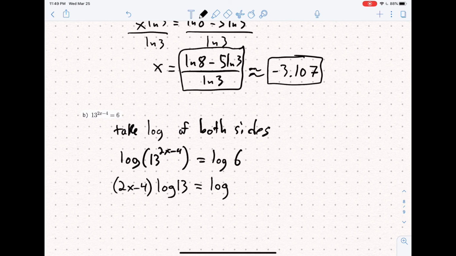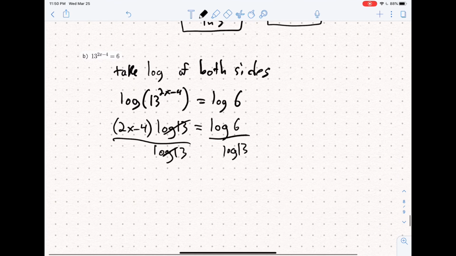Okay. Now, what we did before at this stage was we distributed this log of 13 to both sides through the parentheses. Another alternative is that since the log is connected to the parentheses by multiplication, we can just cancel off the log by dividing both sides by it. So let's divide by log 13 on both sides. Oh, I see. I'm missing my 6 there. Okay. So the log 13s cancel. We get 2x minus 4 is equal to log 6 over log 13.